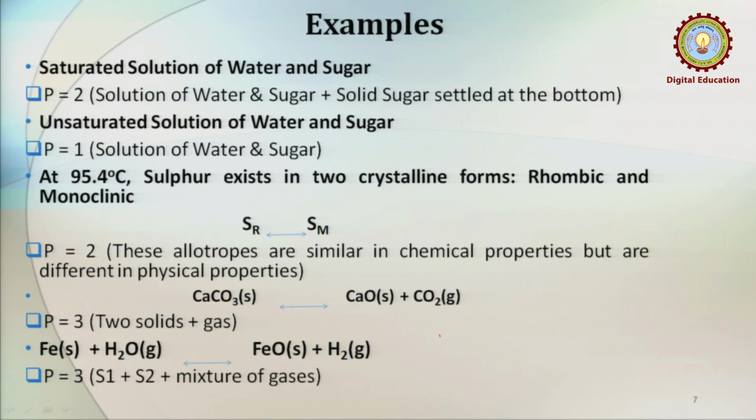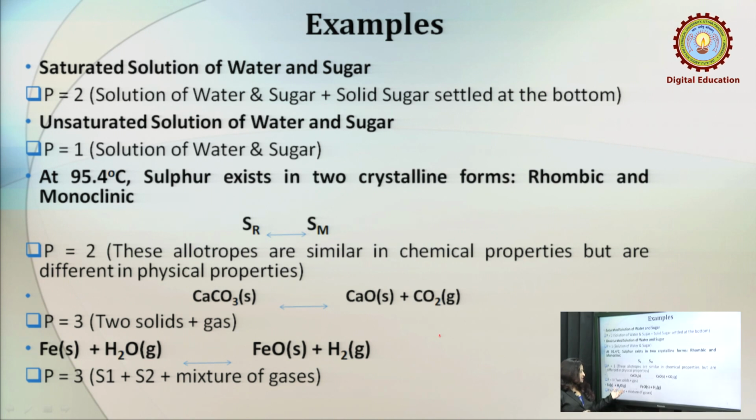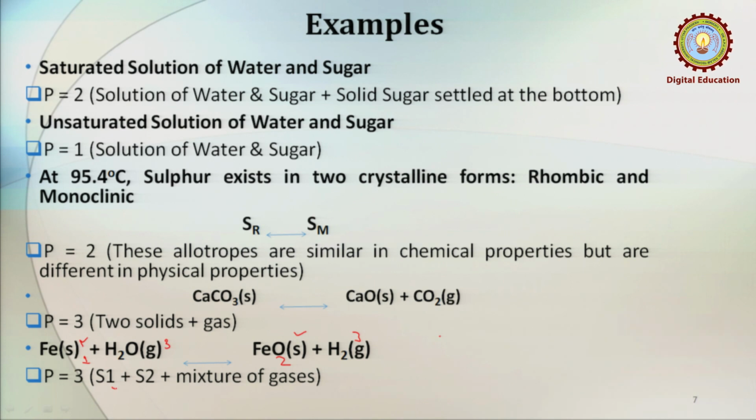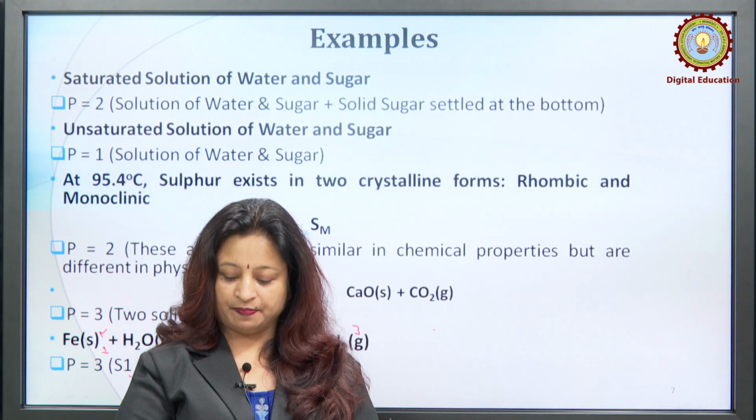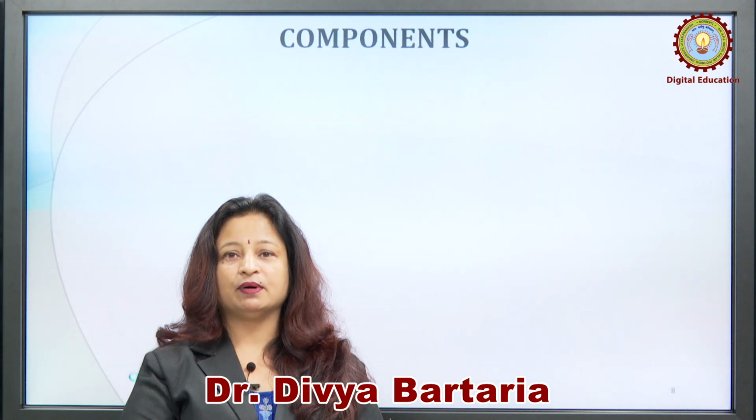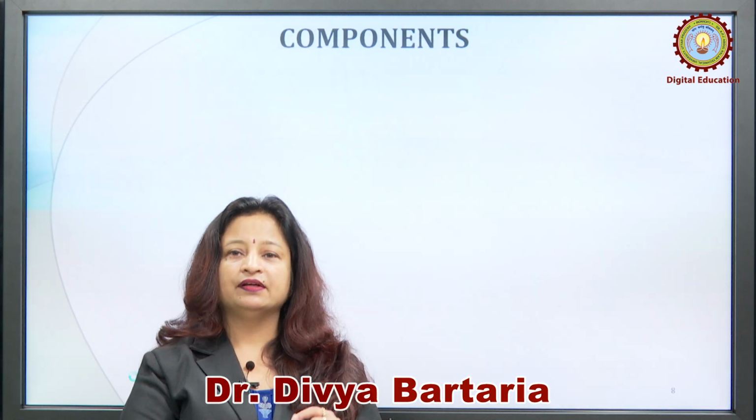Similarly, in this particular case, you can see iron plus water gives FeO solid plus H2 gas. So, one solid is here, one solid is here. So, these two represent the first phase and second phase, and both the gaseous states mixed together to give only one phase. So, how many phases are there? There are three phases, two solids and one mixture of gases. I hope it is clear to everyone. We have discussed the phase.